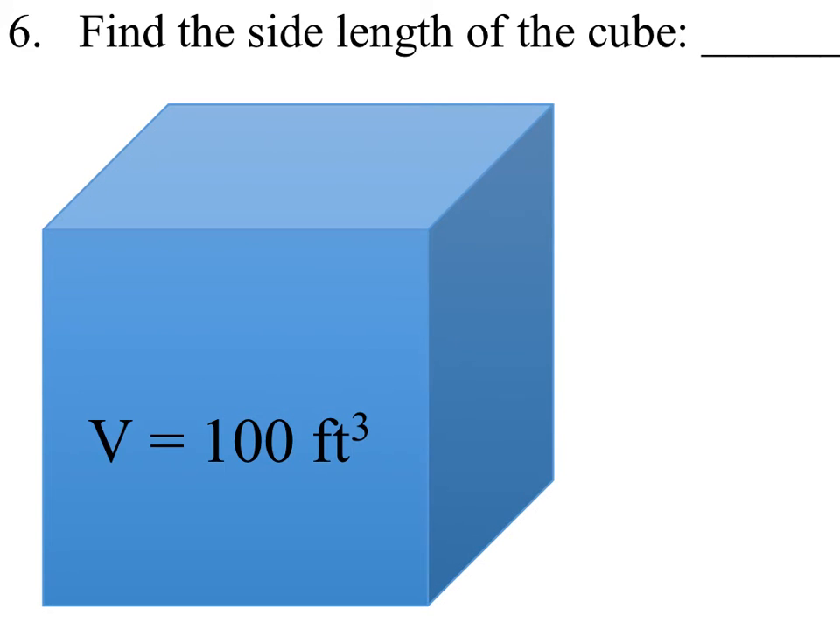So 6, find the side length of this cube given that volume. So again, the side length is the cube root of the volume. And we can see the volume down here is 100 cubic feet. So I'm going to replace that volume with 100. Now 100, there's no number multiplied by itself 3 times that's a whole number. So again, we're just going to keep it.